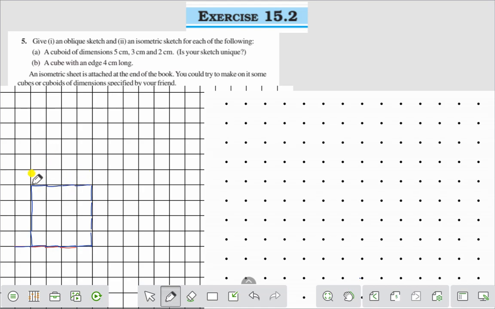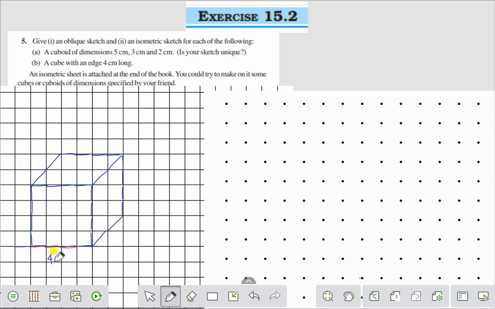And in this direction, this is also 4 centimeter. You also take 4, 1 2, right? This is the oblique sketch. Take 4, that is 1 2 3 4, right? Here also you take 1 2. Here you get 1 2 3 and 4, right? In this way you can draw this.